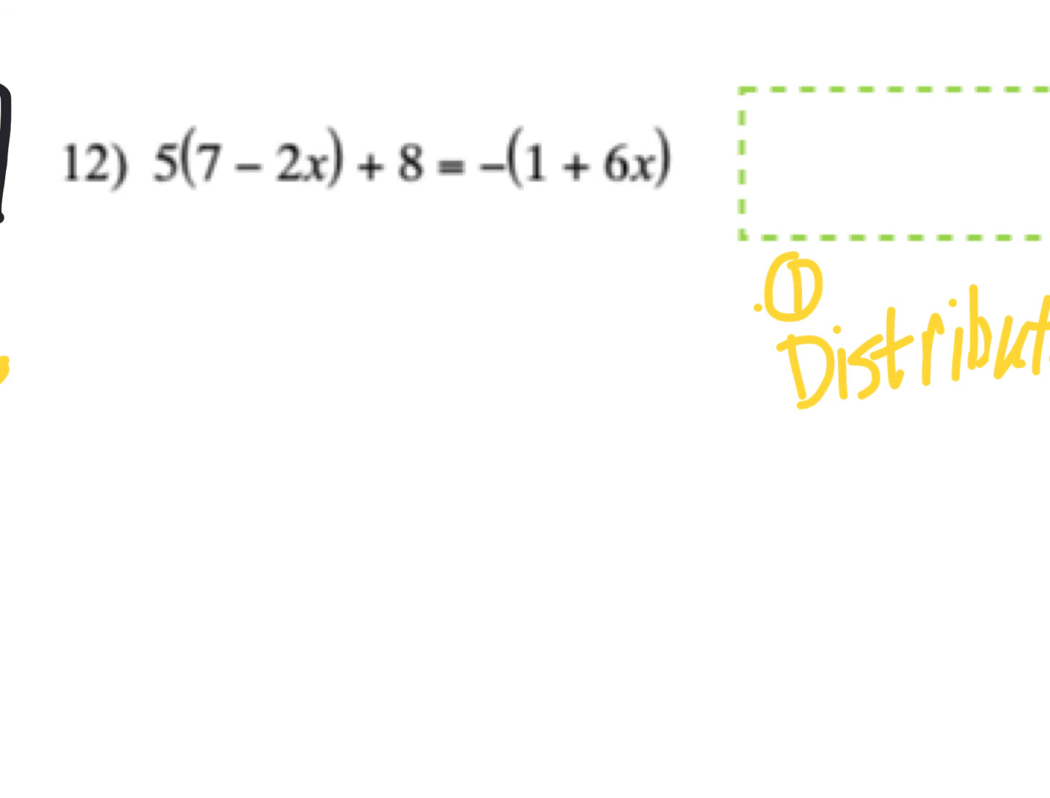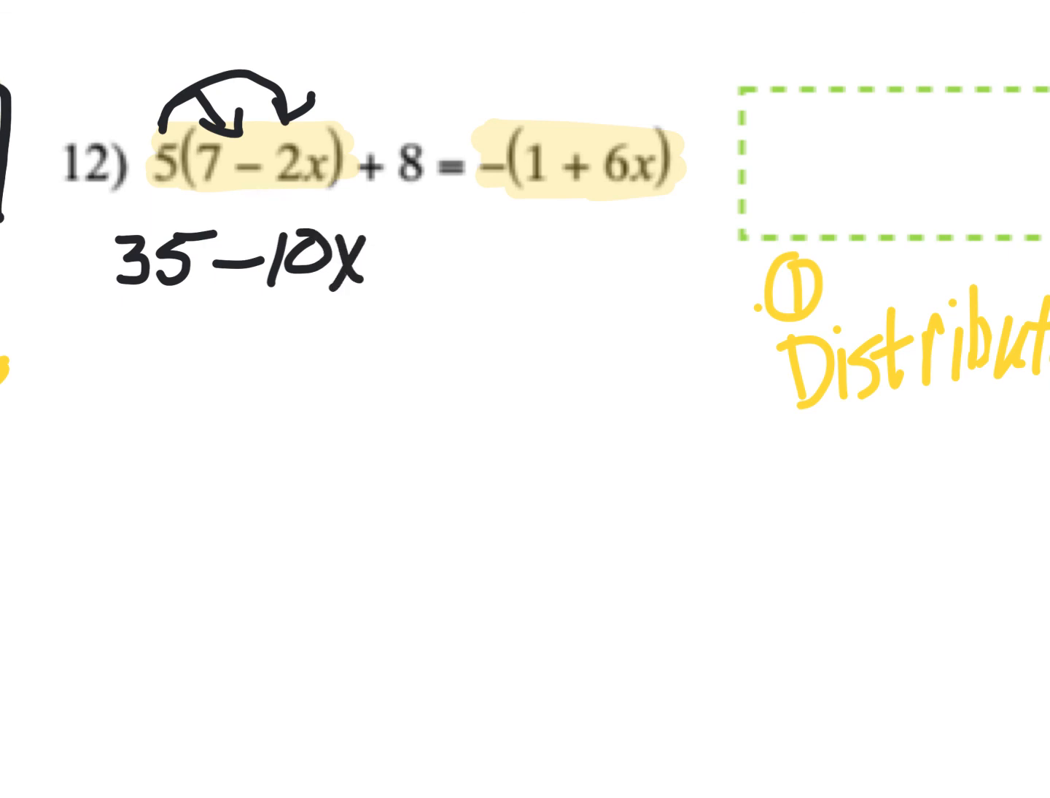Hopefully you paused the video, you tried it out yourself. So where can I distribute? I can distribute here because I've got the 5 sitting next to the 7 minus 2x. And I can also distribute here. I'm going to do this one first. So 5 times 7 is 35. 5 times negative 2x is minus 10x. That plus 8 is just kind of chilling out there. It wasn't part of that distributive property, so we just brought it down.